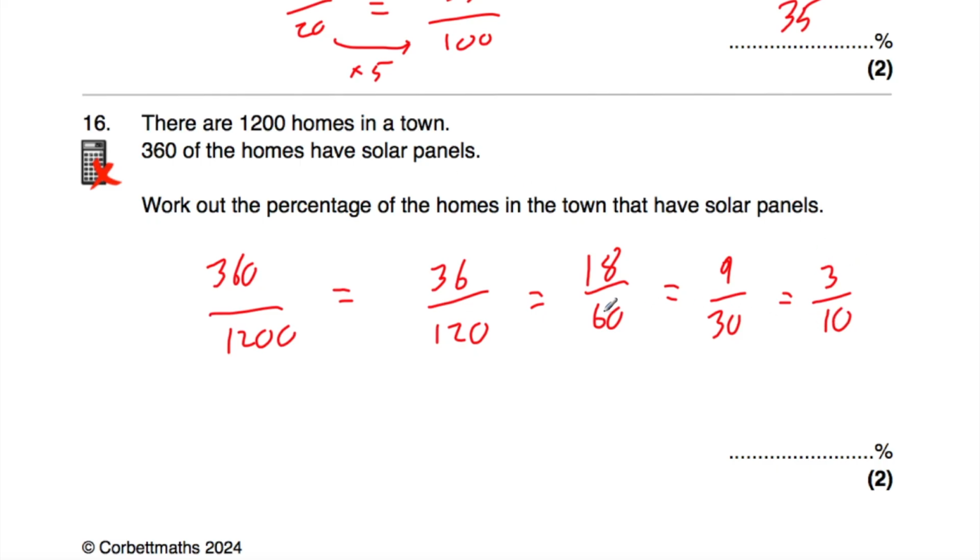Now 3/10, that's quite a nice fraction, because we know that 1/10 is equal to 10%. So that means that 3/10 would be equal to 30%. So that means that 30% of the homes have solar panels. And that's it. So we wrote it as a fraction, as 360 over 1,200. We cancelled that down to be 3/10, and then I just knew that 3/10 was equal to 30%. Or if you wanted to, you could do 3 divided by 10 is 0.3, and then change that 0.3 to a percentage, so just times by 100 to get 30, so it'd be 30%, and that's it.